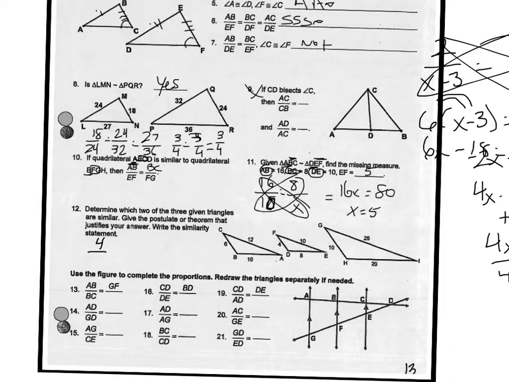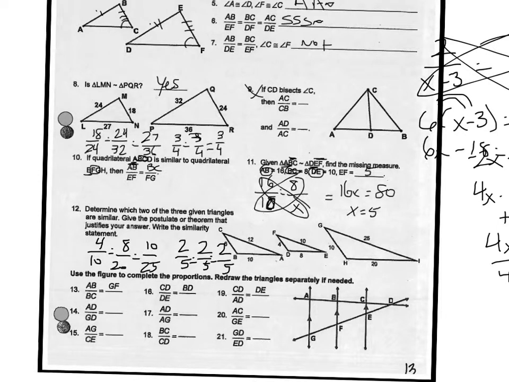Smallest to smallest, so 4 over 10. Medium to medium, so 8 over 20. And 10 to 25, big to big. Let's simplify these. 2 goes into both 4 and 10, so we get 2 fifths. 4 goes into both 8 and 20, so we get 2 fifths. And 5 goes into 10 and 25, and we get 2 fifths. Boom. So we know that FDE is similar to GHI because the sides are proportional.